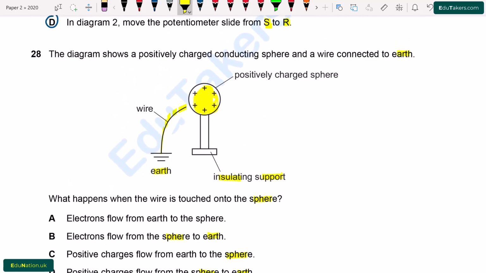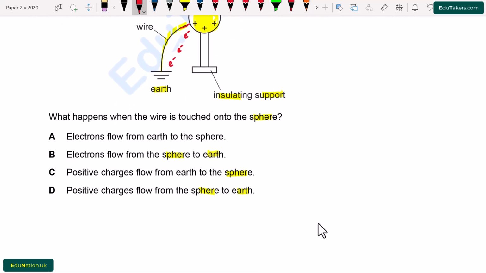So from here, first of all, this sphere is positively charged. Through this conducting wire that is attached with the sphere and also with the earth, electrons move from the earth towards the sphere. Because the sphere is positively charged, due to the attraction between the positive charges and the electrons, electrons are attracted from the earth towards the sphere. It means that the electrons move from earth to the sphere. So from here, option A is correct.